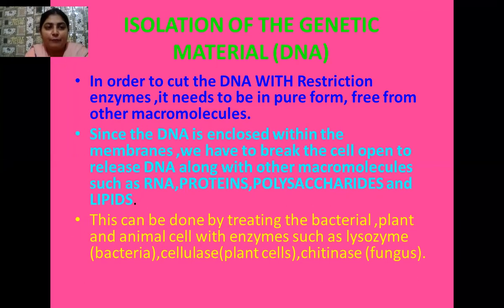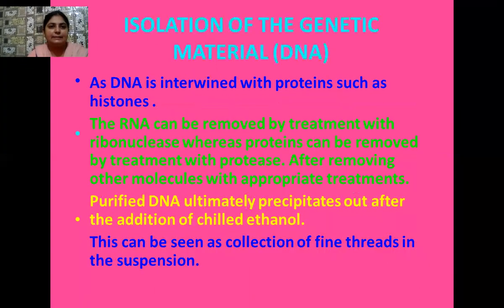So for this purpose, if we are using the bacterial cell, you know that the bacterial membrane is rich in lipids. So for digestion of this lipid, we use the enzyme lysozyme. And if our cell is a plant cell, then for this purpose we use the enzyme cellulase, because it digests the cellulose that is present in the plant cell wall. And if we have some fungal cell, to isolate the DNA we have to use the enzyme chitinase. So this chitinase can easily digest the fungal cell wall component, which is chitin, and that is present in the cell wall of the fungus.